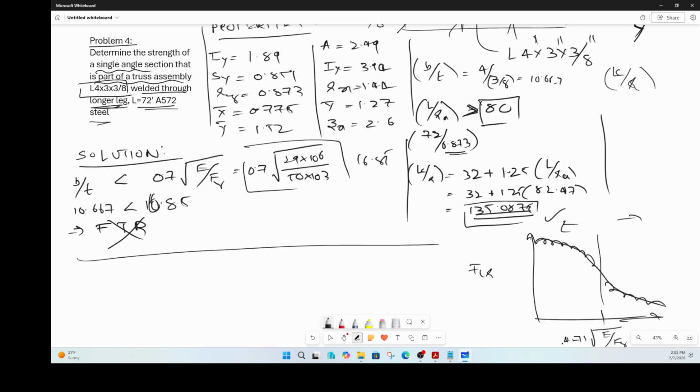Okay, so that depends upon your LC by RA value. LC by RA is 135. That's what we found out, 135.08. Whereas my 4.71 times the square root of 29 times 10 power 6 by 50 KSI, 50 times 10 cube, comes out to be 113. So this comes out to be 113.43. So that limit there is 113.